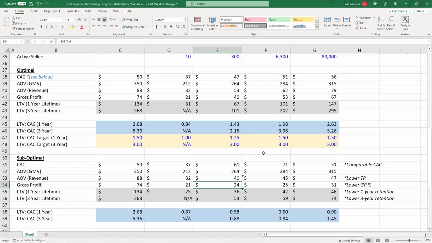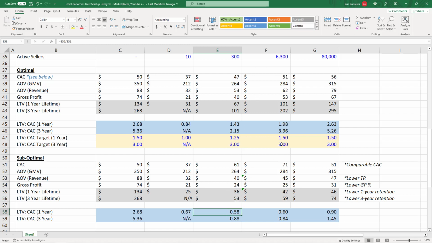Maybe they're overstaffed or they don't have great systems set up, and so they're not generating as much profit per order. And of course, that flows through to the customer lifetime value. So $36 versus $67. And then over a 3-year period, we're seeing only $53 versus $101. So the metrics are about 50% of the more positive scenario.